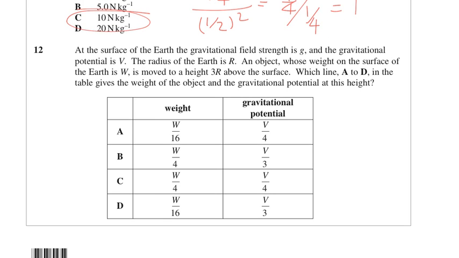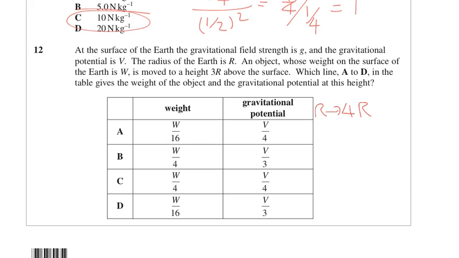The surface of the Earth, the gravitational field strength is g, and the potential is V. The radius of the Earth is r. An object whose weight on the surface of the Earth is W is moved to height 3r above the surface. So it's a total distance of 4r from the centre of mass of the Earth when it was previously r. So it's gone from being r to 4r.